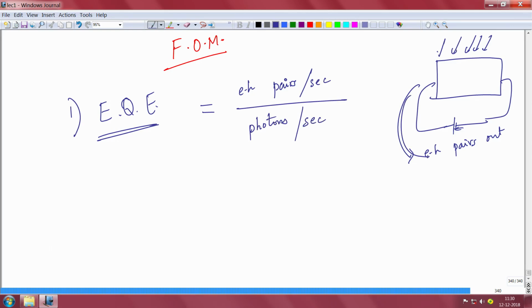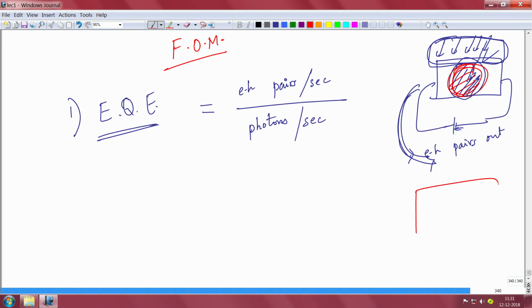So how many photons are falling on this sample per unit time, and the ratio of how many electron hole pairs are coming out divided by how many photons are falling here. The active region will be here. I understand the active region is inside. The thing is that not all photons will reach the active region, some will get scattered or bounced off, but that is a different thing. Once the photons reach the active region, they will generate electron hole pairs. The number of electron hole pairs generated in the active region divided by the number of photons absorbed in the active region is the IQE, the internal quantum efficiency.